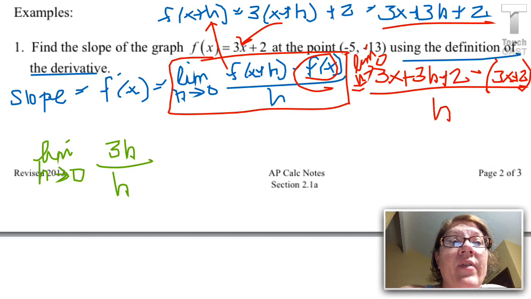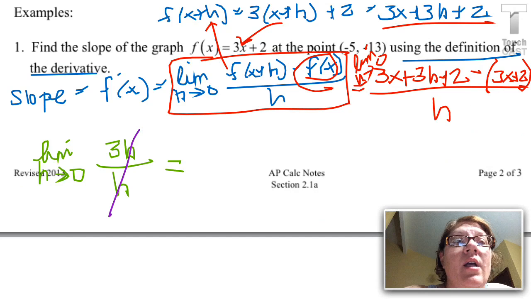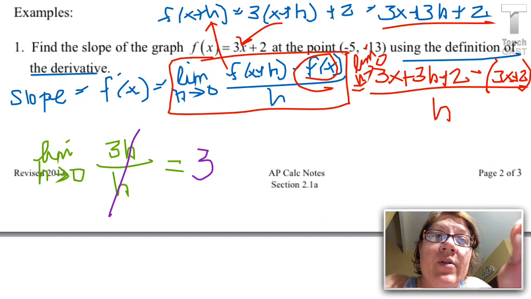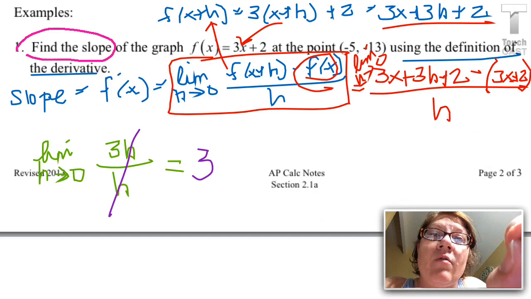So hopefully you got that because the 3x's are going to cancel out and the 2's are going to cancel out. And then I go, oh my gosh, look at that. Those h's are going to cancel out too. My goodness, there's magic everywhere. And so as h goes to 0, all I have left is 3. So now, all it asked me for was slope, but we're going to overachieve while we're here.